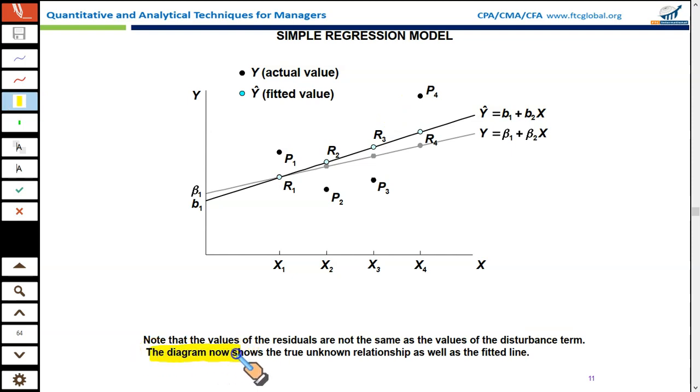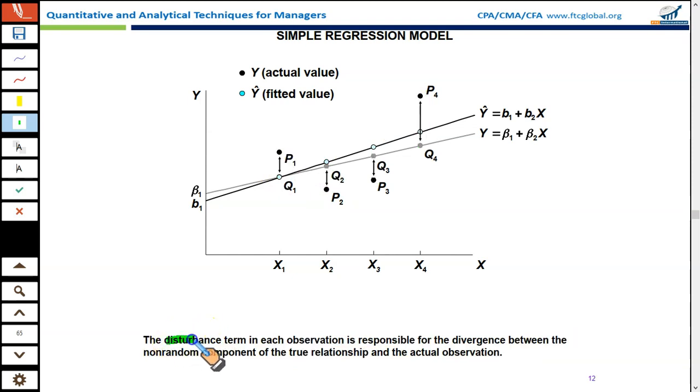So here we have the diagram that shows the true unknown relationship as well as the fitted line. This is the fitted line and this is the true unknown relationship. Now let us differentiate between the disturbances and residuals on a single diagram. These are residuals between the fitted value and the actual value. This, then this, then this, then this. So these are residuals. And the disturbance term, this is it. This is the one, the unknown relationship from this point up to this actual value. Then this. Then this. And this one. They happen to be the same.